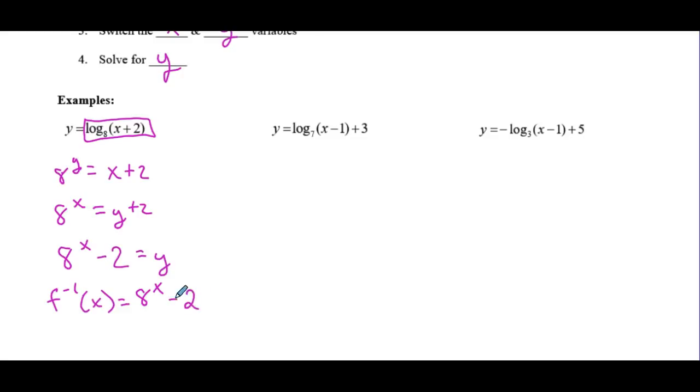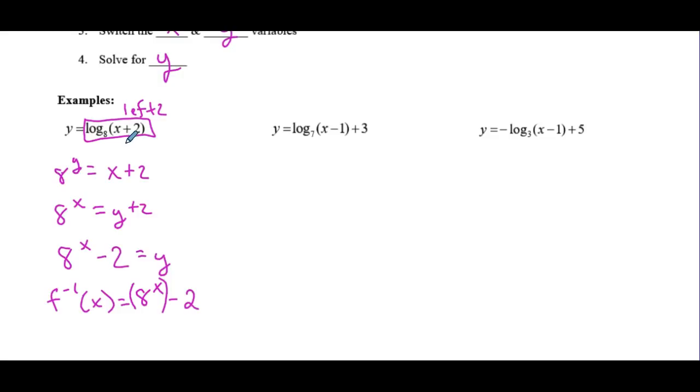Now, this negative 2 is not happening in the exponent. It is a whole number being subtracted from this quantity. So you could kind of think of it that way. Okay? And that's important, and you'll see in some of the next examples why that's important. But if we think about what's happening here, in this log function, this translation is left 2, right? It's going backwards 2 in a negative direction.